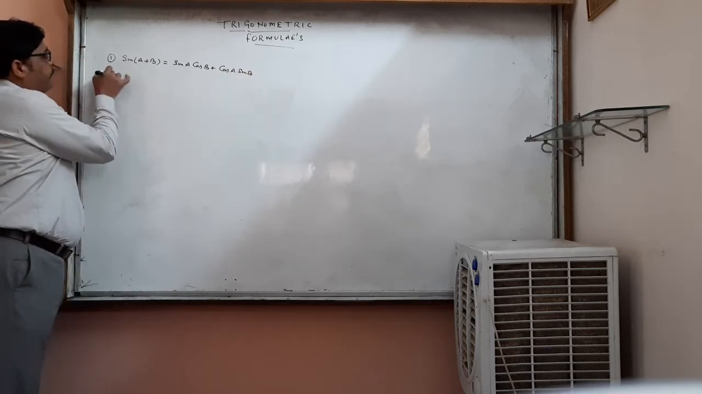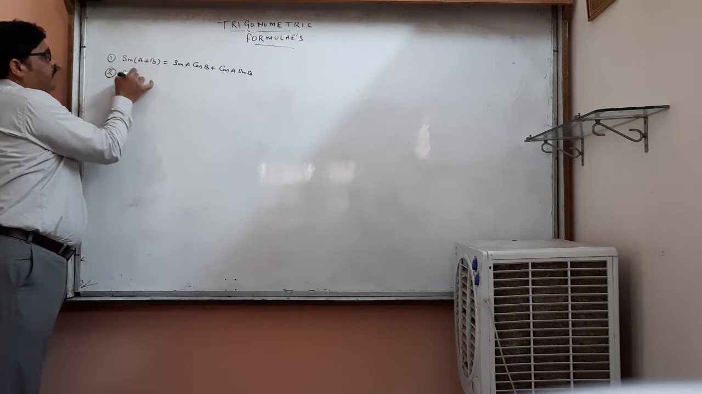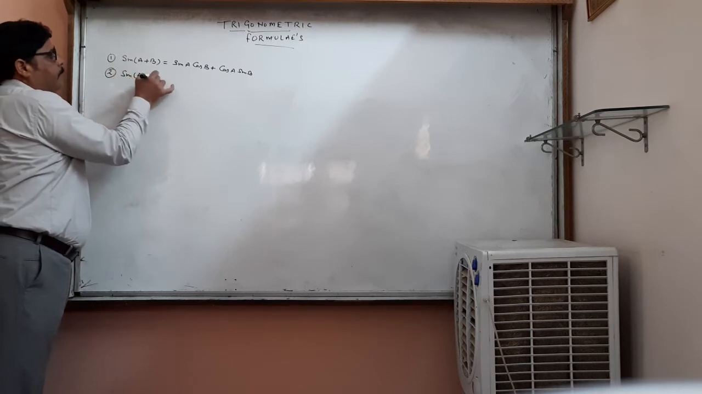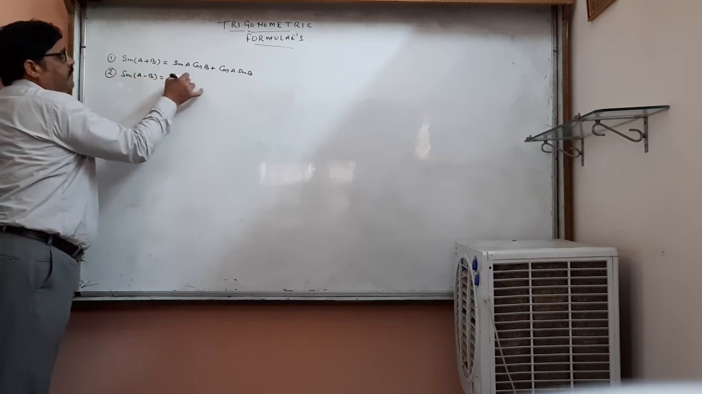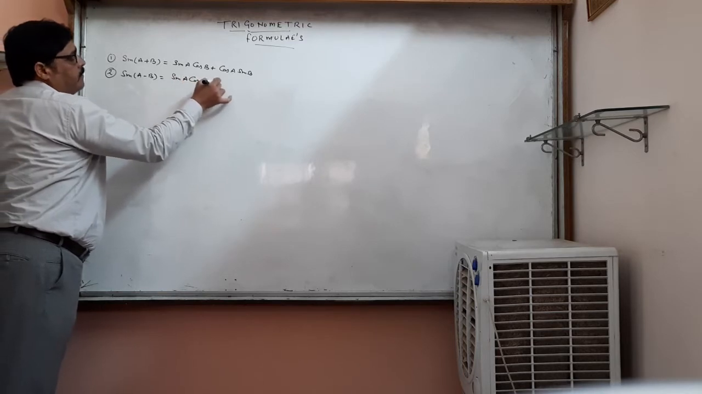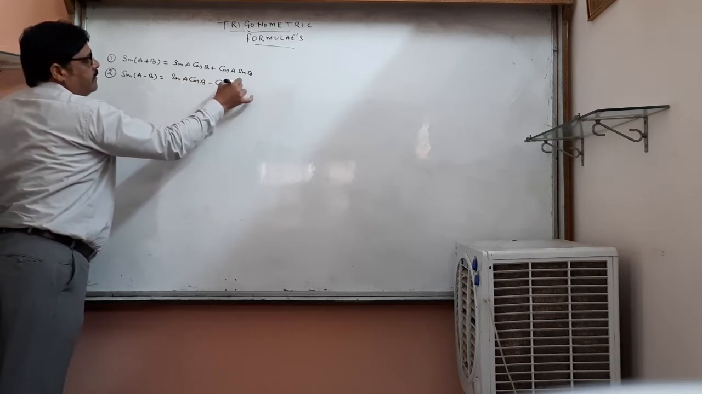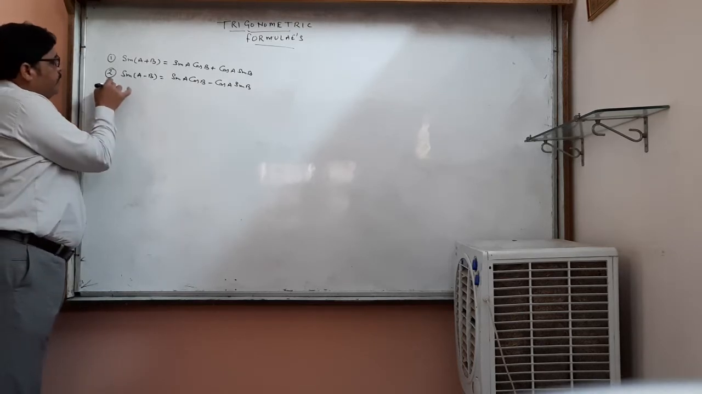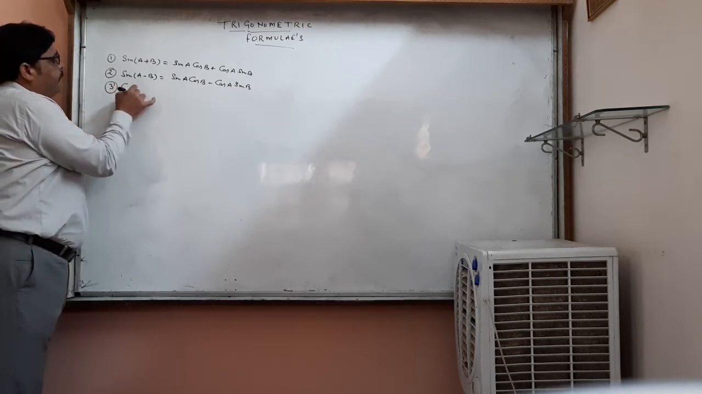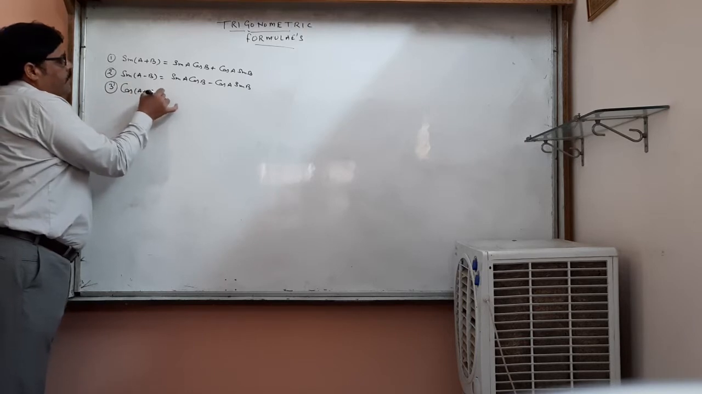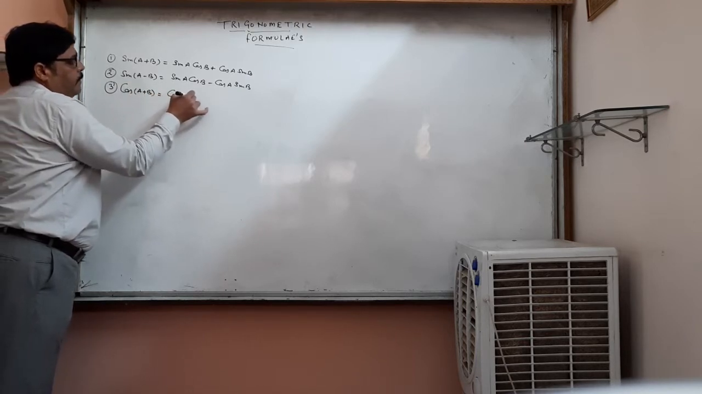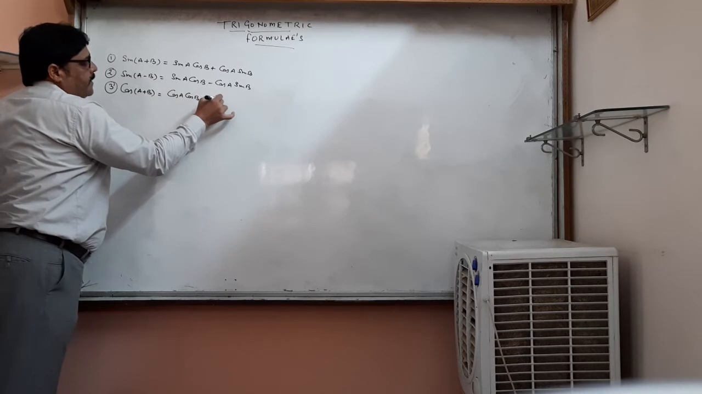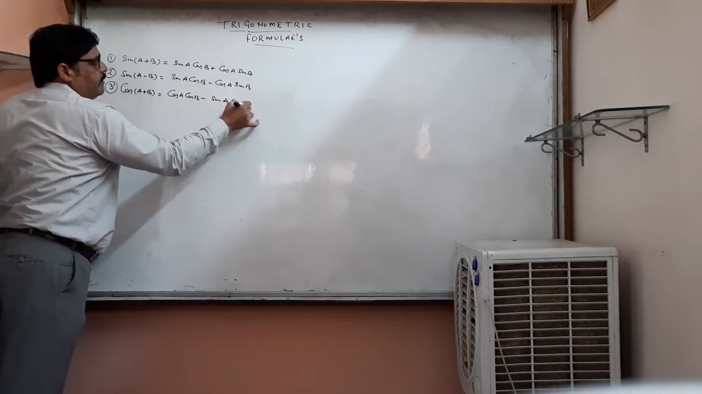Second, sin A minus B is sin A cos B minus cos A sin B. Cos A plus B is cos A cos B minus sin A sin B.